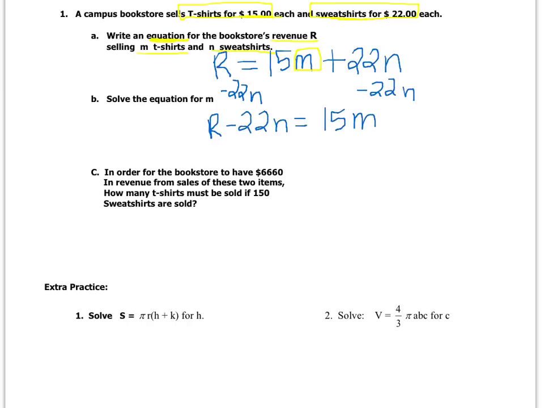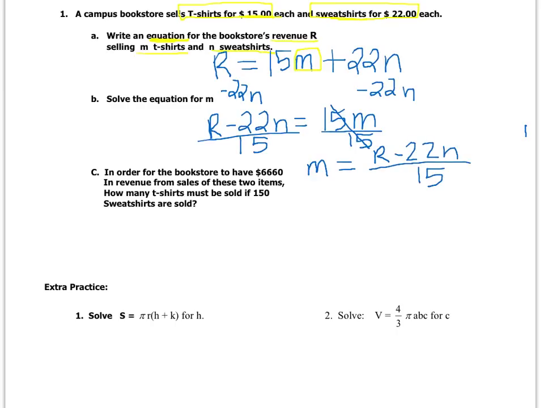My goal is to get that M alone, so I still need to move that 15. They're multiplied, so I'll divide both sides by 15. So those 15s cancel. I have M equals R minus 22N, divided by 15.